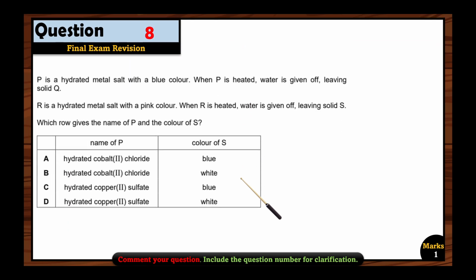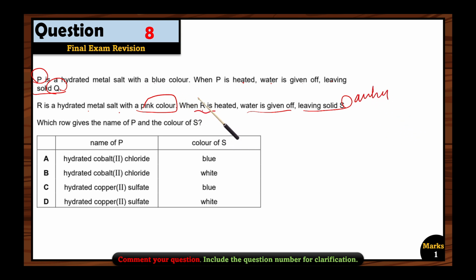Question 8. P is a hydrated metal salt with a blue color. When P is heated, water is given off leaving solid Q. So we have one solid P and the other one is solid Q. R is a hydrated metal salt with a pink color. When R is heated, water is given off leaving solid S. So it means this one is anhydrous and this one is hydrated.